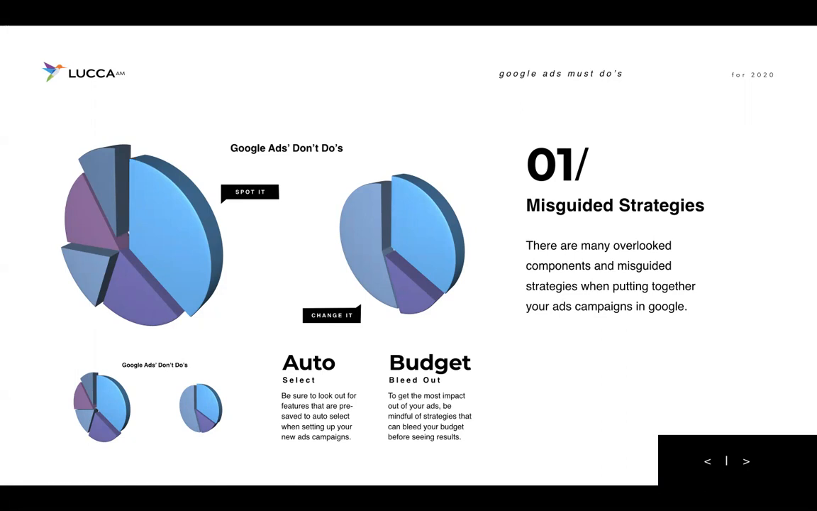So since you shed light on that, why don't you tell us a little bit more about some other misguided strategies to pay attention to? That way we can make sure we're running our best ads possible. Absolutely. So other areas where you see bleed is when you first create your Google Ads account.